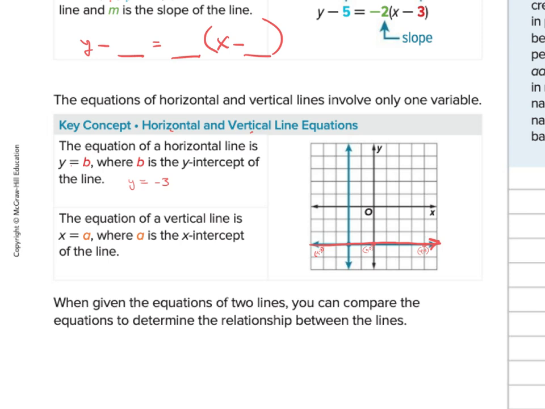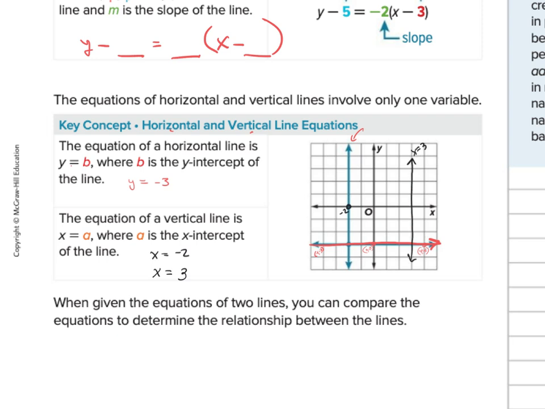Your vertical lines right here, those are going to be x equals, because again, no matter where I'm at on this line, the y values keep changing, but my x value is always going to be -2, because that's where I cross over the x-axis. So this would be x equals -2. And as I stated earlier, any x lines, x equals 3, would be this right there.